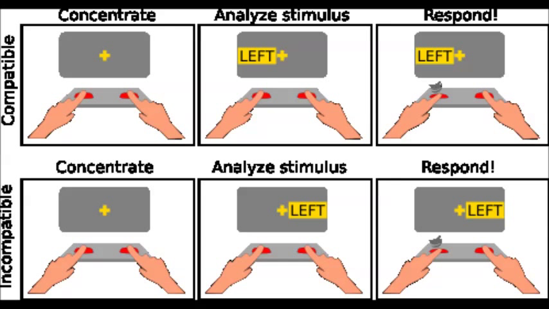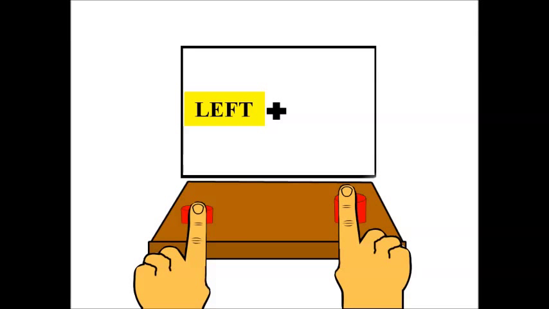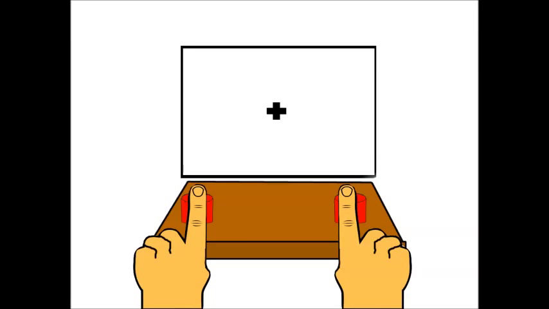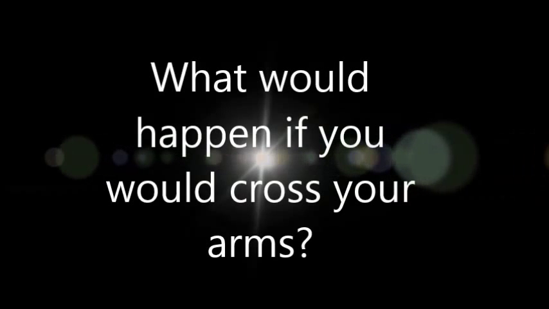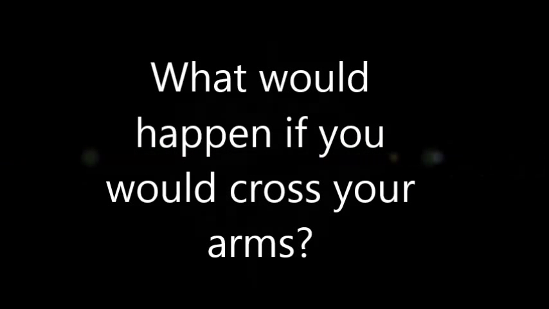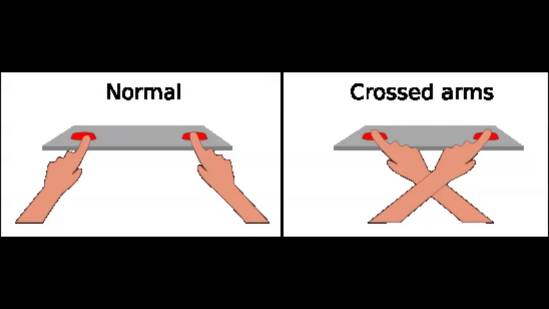In both trials, the participant has to press the left button because the stimulus says left. In this example, the experimental condition is compatible because the stimulus position corresponds to the response. But in the other example, the experimental condition is incompatible because the stimulus position doesn't correspond to the word and the required response. Could it be that the left hand responds more quickly to all stimuli that appear left and the right hand to all stimuli that appear right?